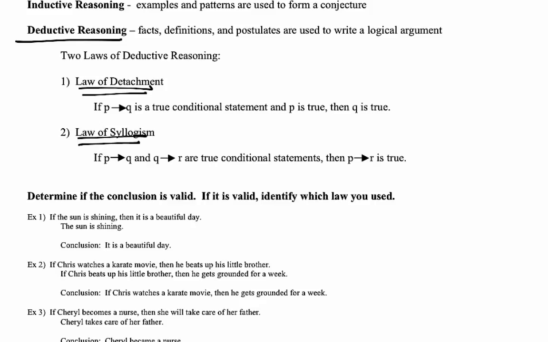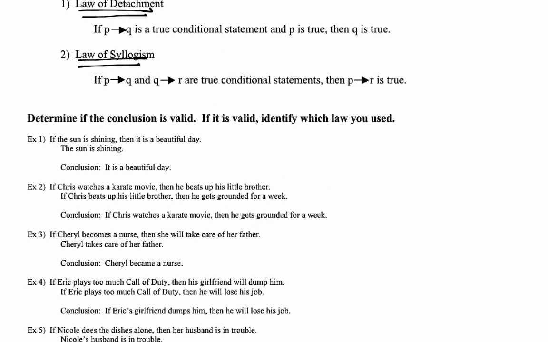So let's look at an example of that. In example number 1, it says, if the sun is shining, then it is a beautiful day. The next statement says, the sun is shining. So the hypothesis is true. If the sun is shining, then it's a beautiful day. The sun is shining. So what can we conclude? We can conclude then it's a beautiful day. So this would be a valid use of the law of detachment.